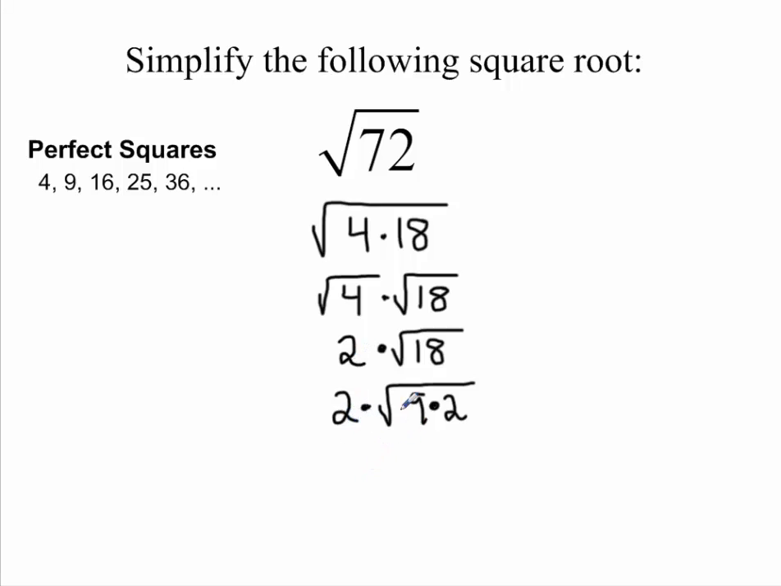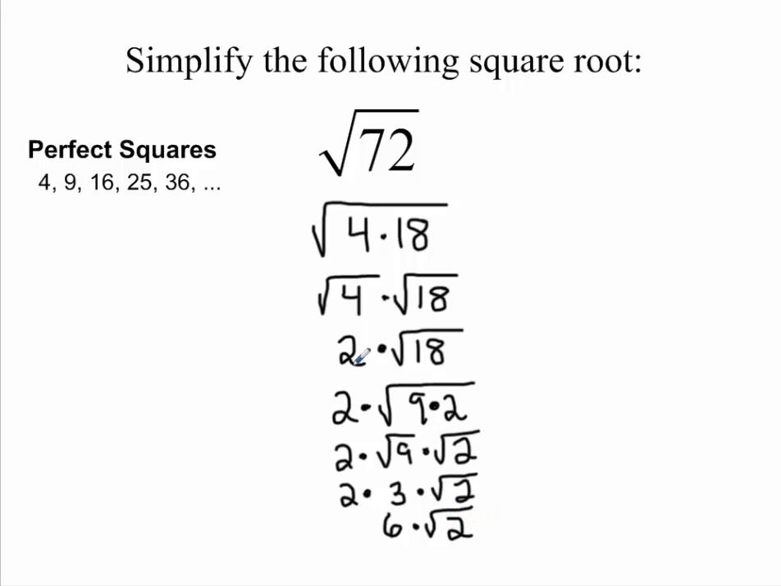And now I just repeat what I did earlier. So 2 times, I have a product within the radical, so I can split that up as the square root of 9 times the square root of 2. And now I have 2 times, well, this is saying what is the square root of 9? In other words, what number times itself is 9? Well, that number would be 3, times the square root of 2. And then the only thing left to multiply is 2 times 3. So I get 6 times the square root of 2.